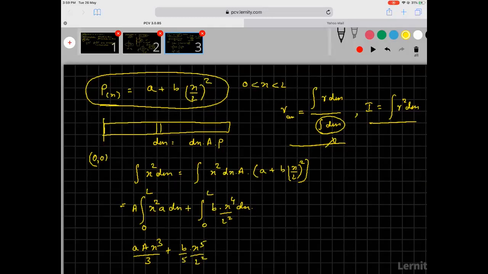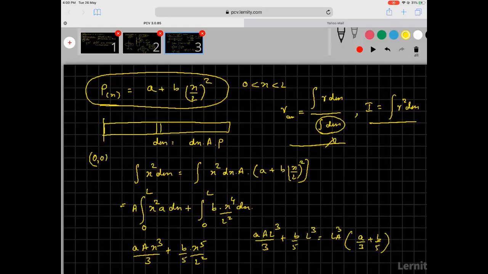Now x is equal to L, I substitute. So when I substitute, it becomes small a capital A L cubed by 3 plus b by 5 L cubed. So L cubed is common, and it becomes A by 3 plus B by 5 times L cubed. So it's all about performing this integral, nothing else.